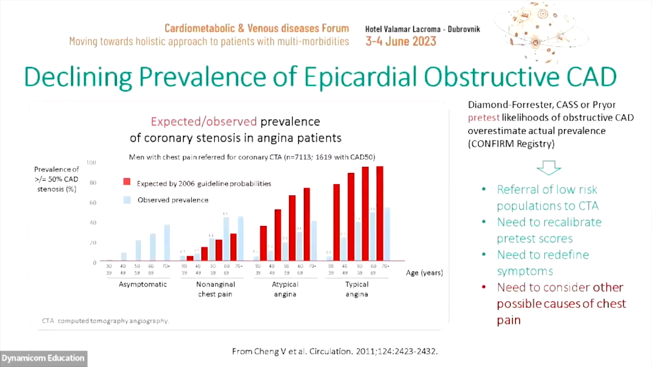We also need to redefine symptoms. In fact, the Americans are disliking the terms typical, atypical, non-anginal chest pain, and they're saying cardiac, non-cardiac. So this is an evolving scenario. And then, of course, the topic of today is to consider other possible causes of chest pain beyond epicardial obstructive CAD.